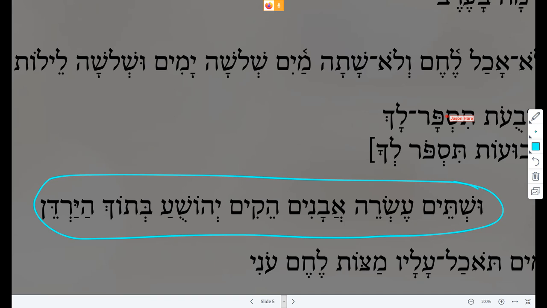Ushetaim. Esre. This itself is a number. That's 12? Yes, shtem esre is 12. You can see the word 10 written right there, esre or asara. And so shtem esre means 2 and 10. It's 12.